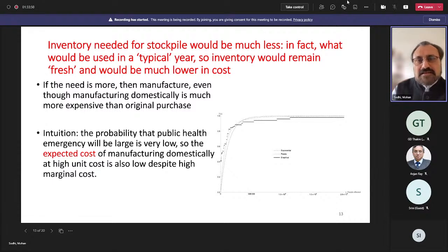Because the likelihood you'll need that capacity is very small, the expected cost of using reserve capacity, even though the manufacturing cost might be much higher than what you might normally pay for a ventilator, is much lower, and yet you will also be able to serve more people in case of a public health emergency.